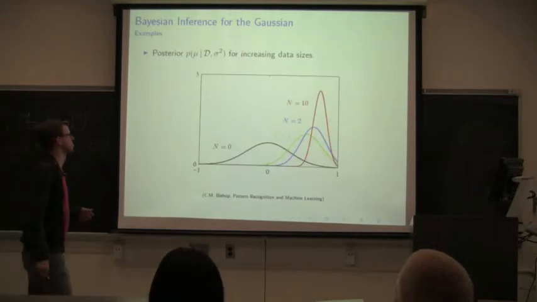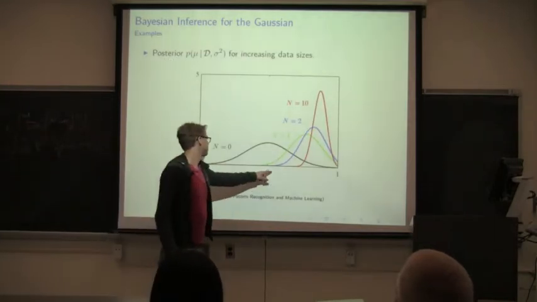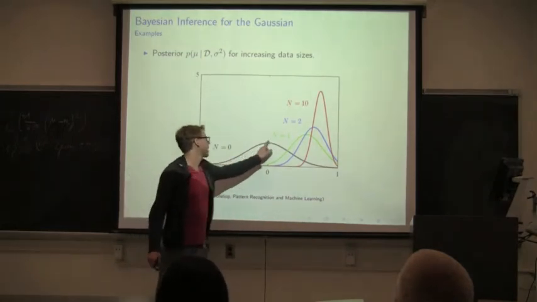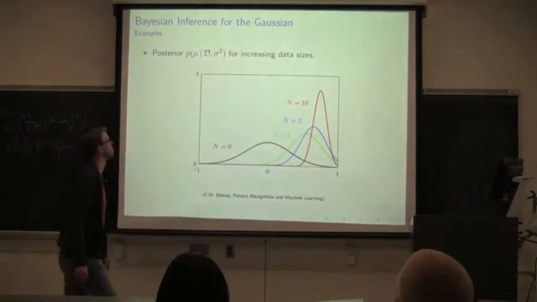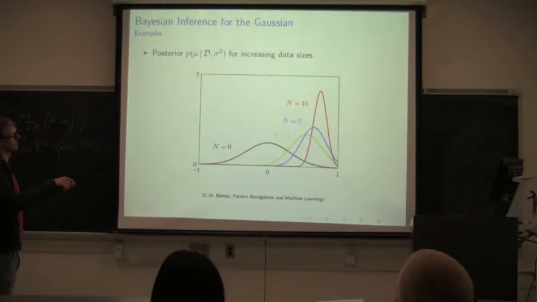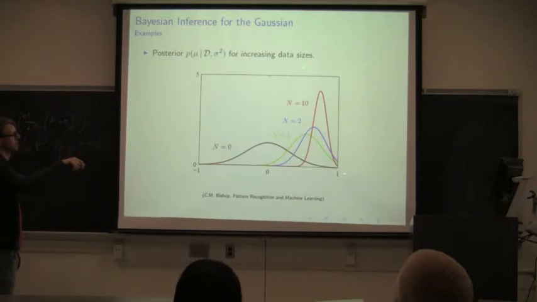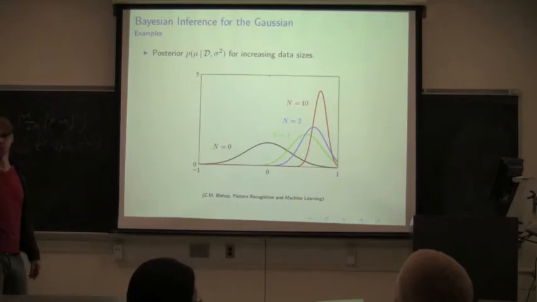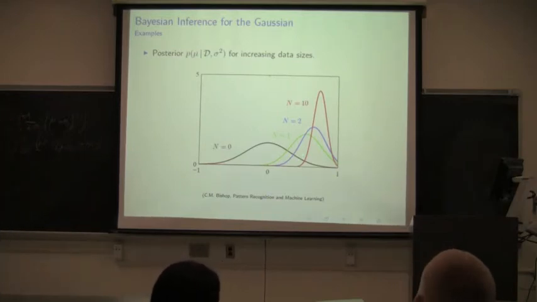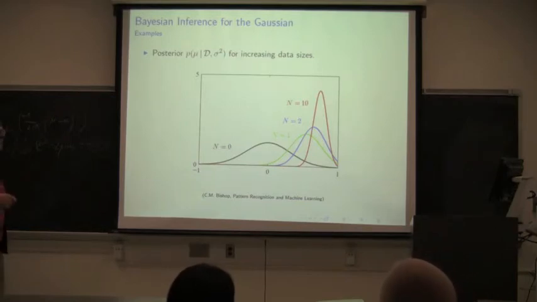And, well, this is demonstrated here. Say we have this prior and then observe some data sets. So we observe one point, then we observe a second point, then 10 points. It gets more and more peaked and goes to the mean of the data.